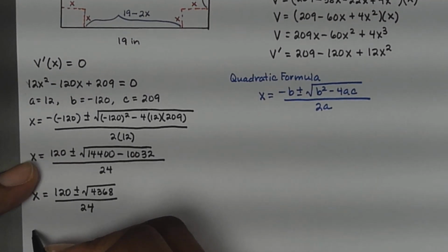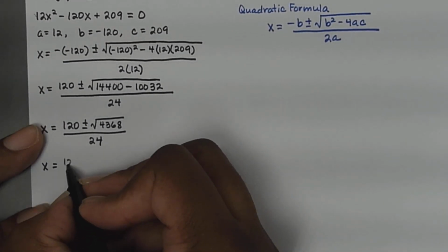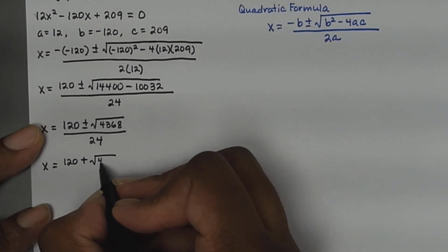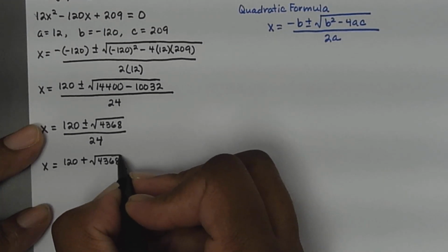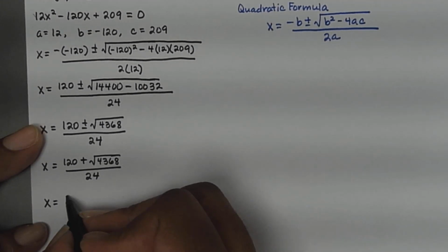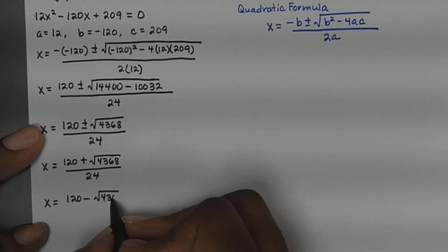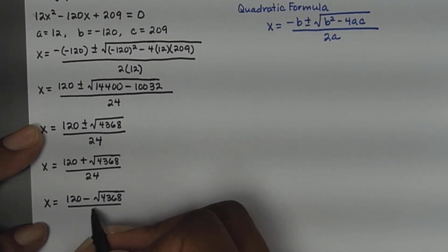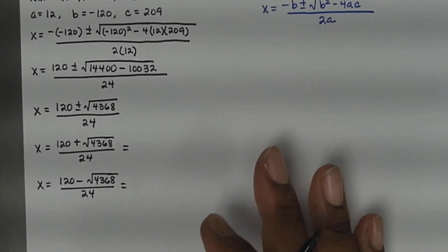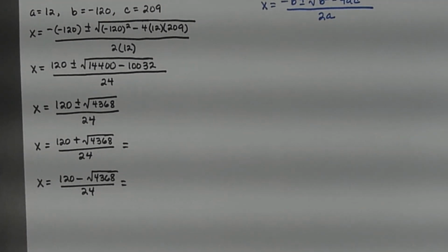And here I'm going to have 2 possible answers. x is equal to 120 plus the square root of 4368 all over 24, and then x is equal to 120 minus the square root of 4368, all over 24. And I'm going to find out what those values are to 2 decimal places.